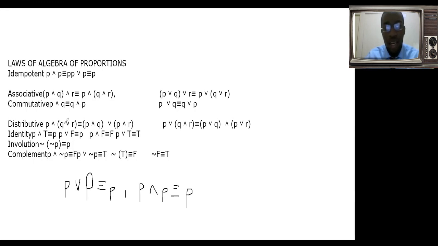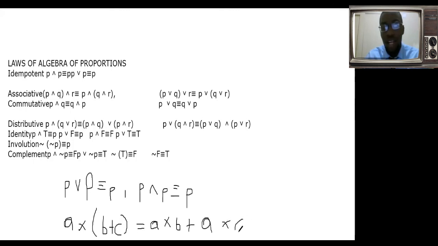So think about it like addition right here. If I tell you to work out A times (B plus C), then this would be equal to A times B plus A times C. And so likewise for the distributive law, if you have P and (Q or R), it's going to be (P and Q) or (P and R). Likewise, if you have P or (Q and R), it's going to be (P or Q) and (P or R). So that's the distributive law.